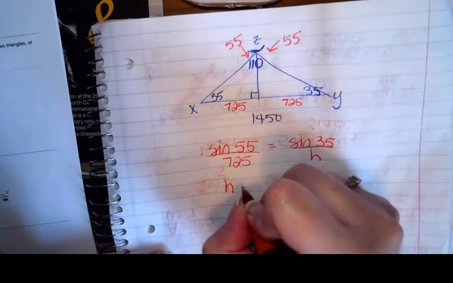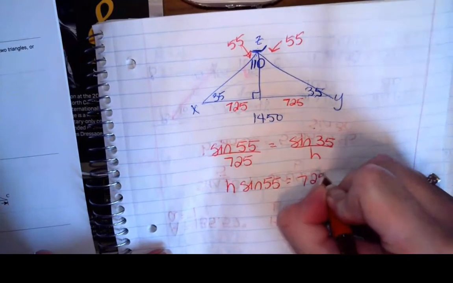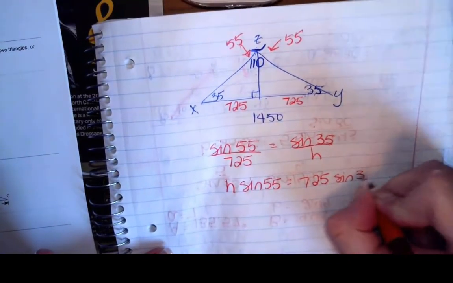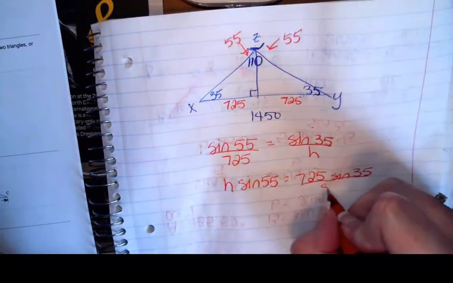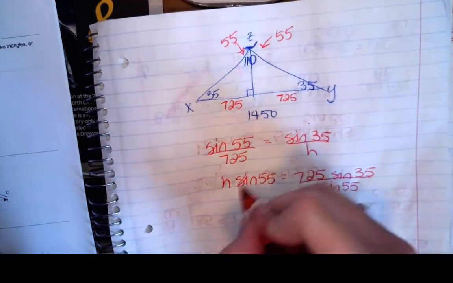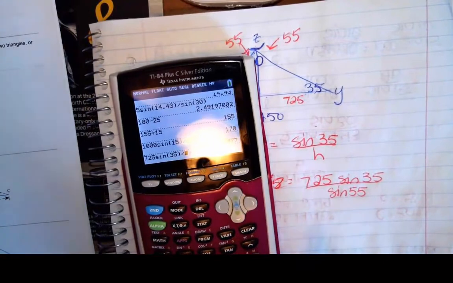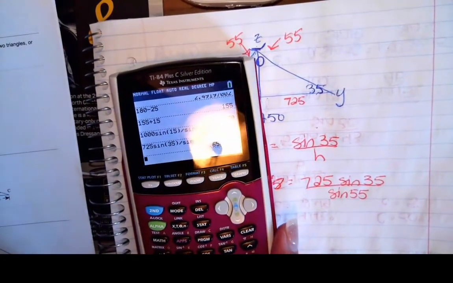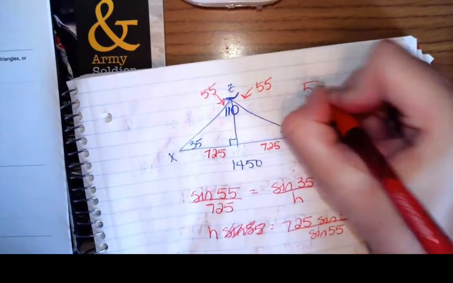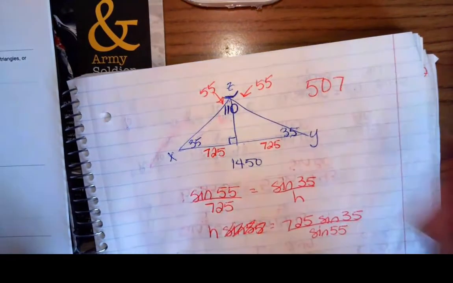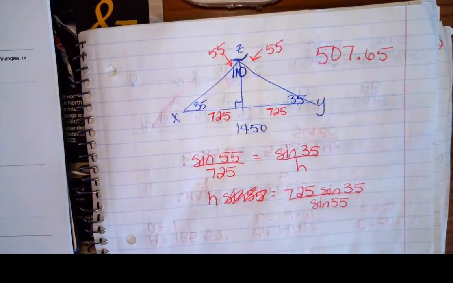So I'm going to cross multiply. So the height times the sine of 55 is 725 times the sine of 35. Divide both sides by the sine of 55, and we will find out 725 times the sine of 35 divided by the sine of 55 gives me 507.65. So the height of my airplane is 507.65 feet, which is not high.